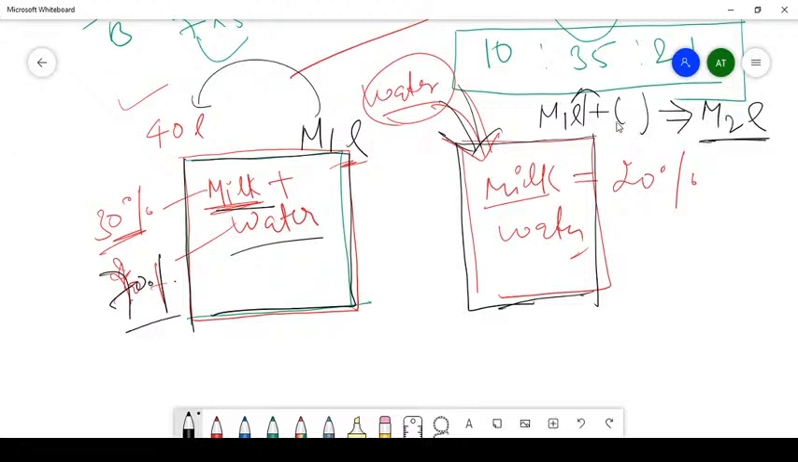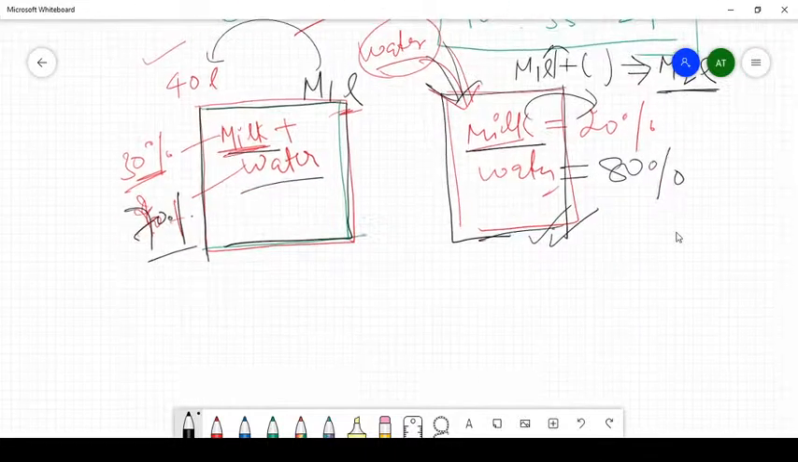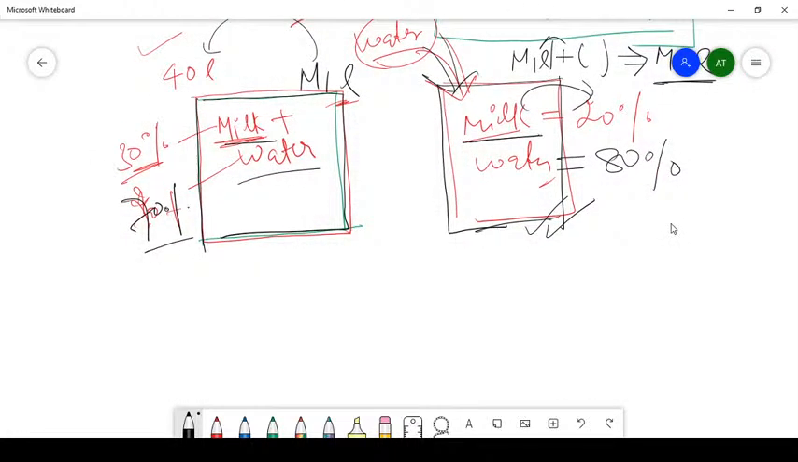And if I am saying the concentration of milk here is 20%, then the concentration of water becomes 80% in this vessel, right? Then if we observe the statement of the question, it is saying that we add some water. Suppose we have some milk and water here, and we add some water in this vessel.